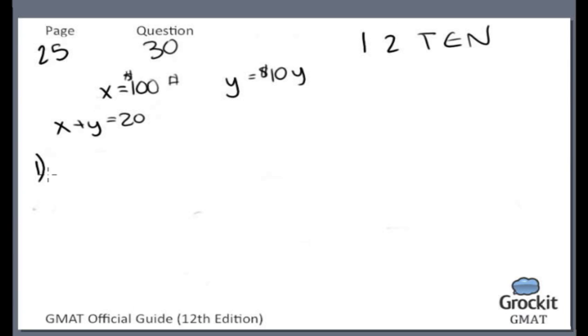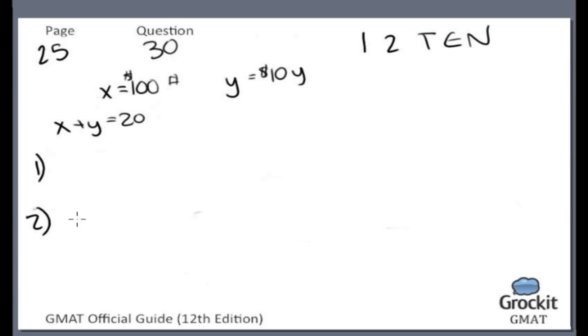Well, actually, let's do statement 2 first, because statement 2 looks easier. It's shorter. It says, yesterday the store sold more than 15 gift certificates worth $100 each. Well, that's good to know, but on its own, it doesn't give us enough information to determine the exact number. There's still more than one value to figure out, how many they sold for Y.